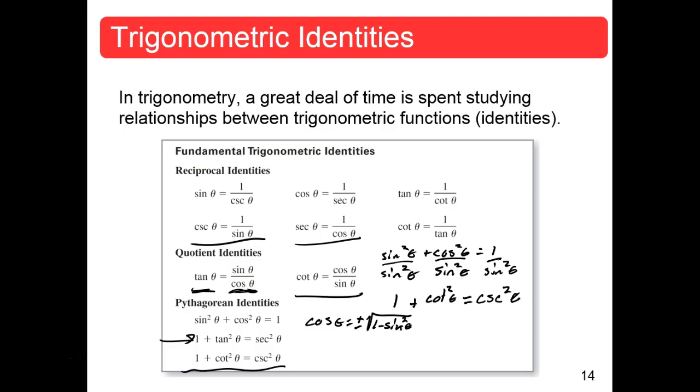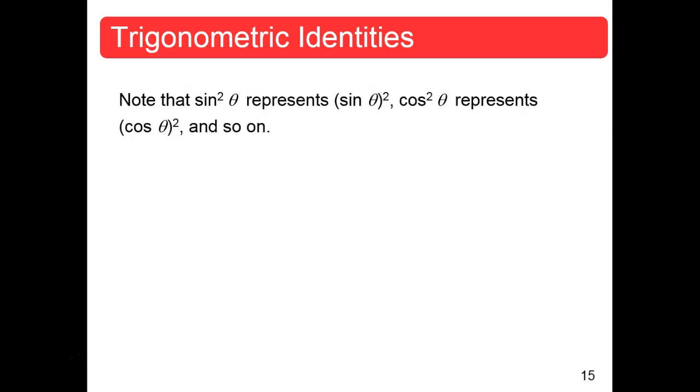All right. Now they do that one little blurb at the bottom. Let's see if they do it on the slide set. Note that sine squared theta, which to me is an easy way to express it, represents sine of theta squared, the function squared. Cosine squared represents cosine of theta squared. So it's just easier to write it this way than having to put parentheses and whatever.